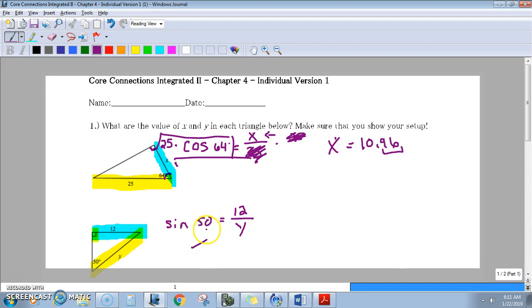The reason why in the second triangle that it's a two-step process is because first I have to bring that y up to the numerator, so I multiply both sides by y just like I had multiplied both sides by 25 before. But it ends up being a two-step process because now I have y times the sine of 50 is equal to 12, okay? The inverse of multiplication, of course, is division. So to get y by itself, I have to divide both sides by the sine of 50.